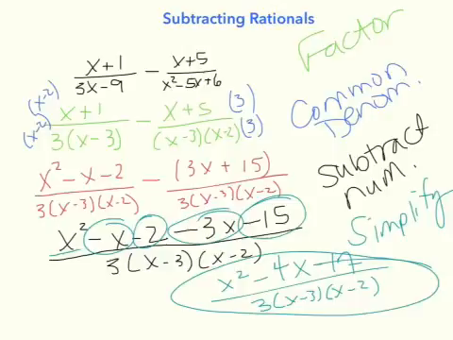So go back as needed if you need to see the steps. But remember, you always start by factoring. You must have a common denominator, whether you're adding or subtracting. Then add or subtract the numerator. Be careful with distributing that negative if you're subtracting. Simplify and make sure it's all under the same common denominator.